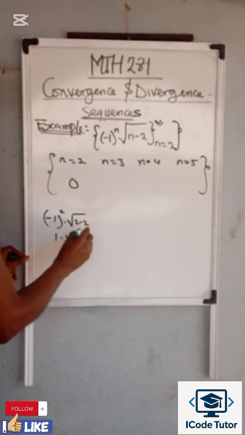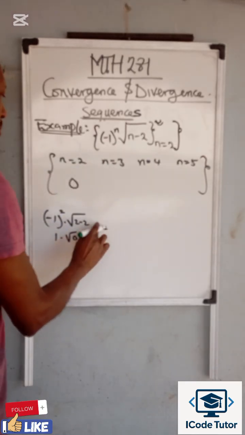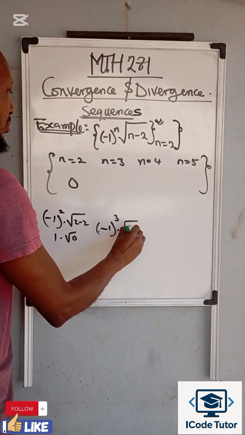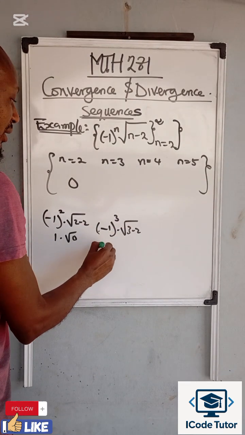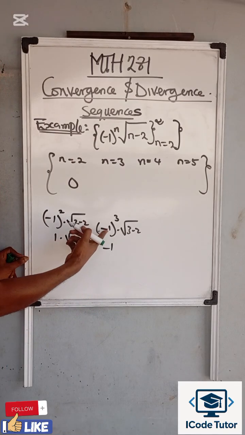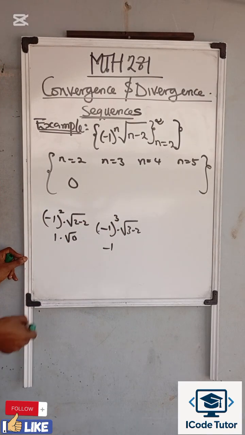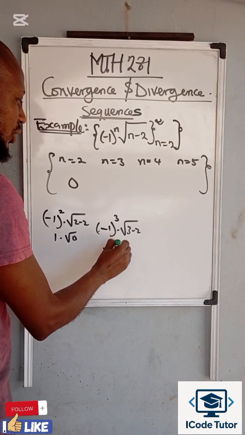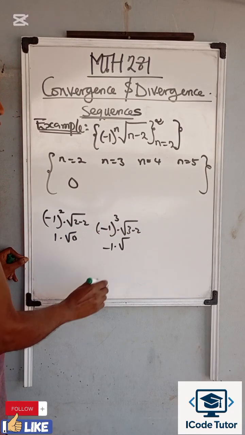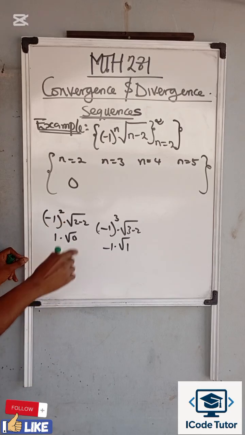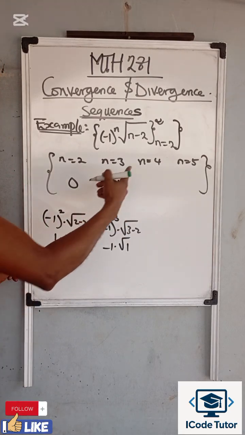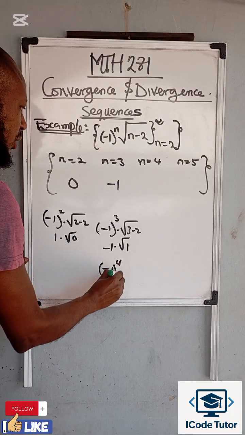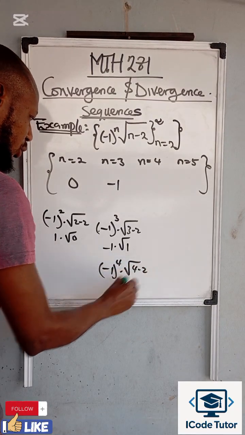Now the next one: minus 1 raised to power 3 into square root of 3 minus 2. This will be negative 1, because minus 1 raised to power 3, which is an odd number, will give you negative. Now square root of 3 minus 2 is 1, and the square root of 1 is 1. That means this will be minus 1. Now n equals 4. That means this will be minus 1 raised to power 4 into square root of 4 minus 2.